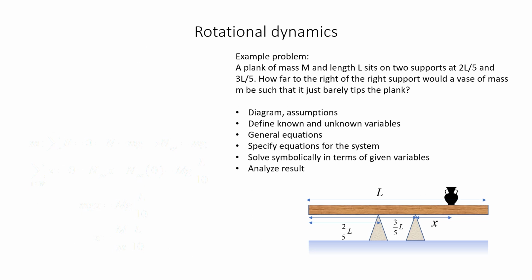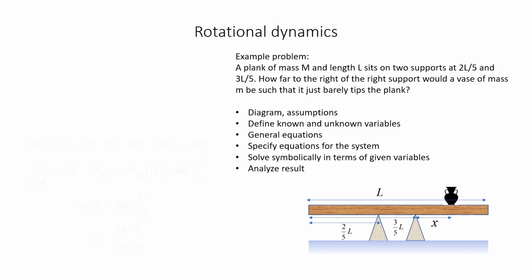Now let's do a problem where a system is in static equilibrium. That means that the net force on the object is 0, and also the net torque is 0 at every point in the object. For example, here we have a plank of mass capital M and length L. It sits on two supports, at 2L over 5 and 3L over 5, as shown in our diagram. The question is, how far to the right of the right support would a mass m vase be such that it just barely tips the plank?